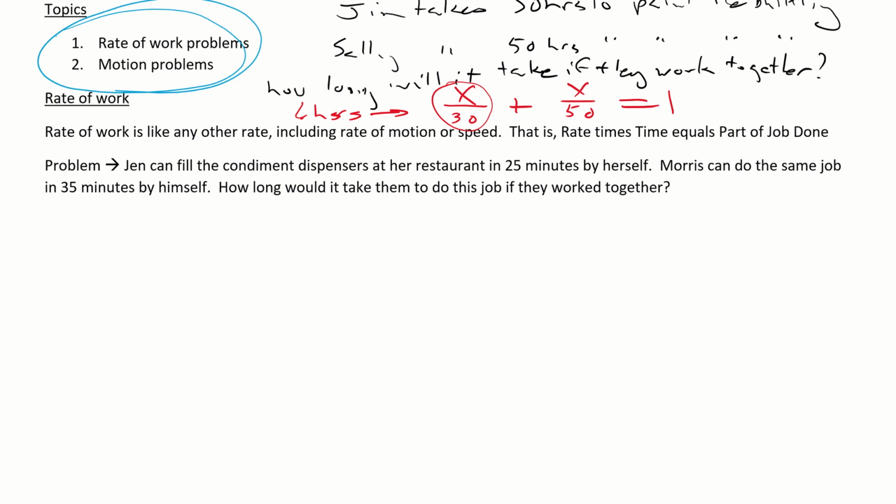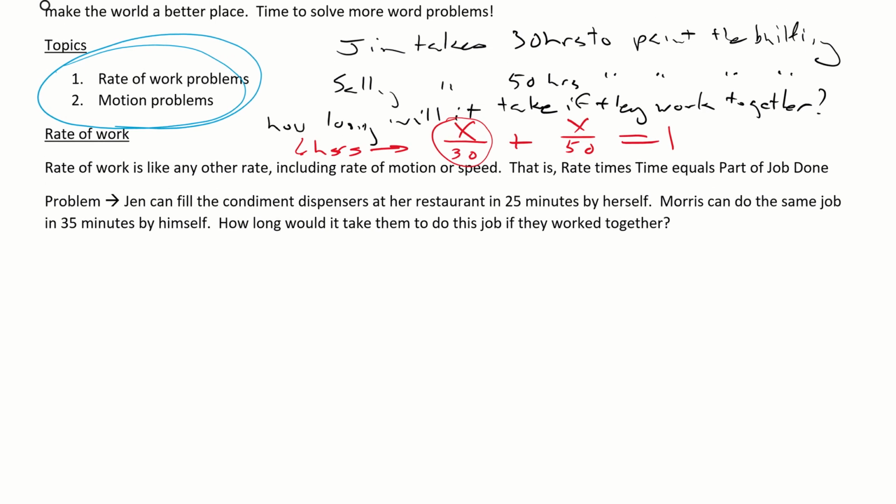So let's read this next problem. Jen can fill the condiment dispensers at a restaurant in 25 minutes by herself. Morris can do the same job in 35 minutes by himself. So the numbers are important. Jen, 25, Morris, 35. How long would it take them to do the job if they work together? Here's what you do. You just go x equals time it takes for them to do the job working together. Isn't that what they asked?